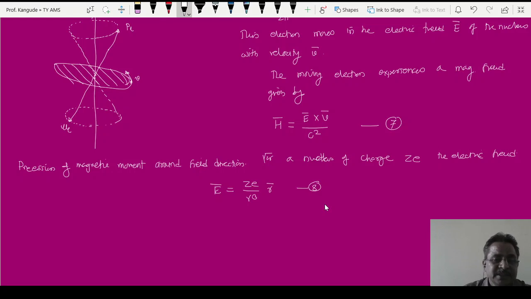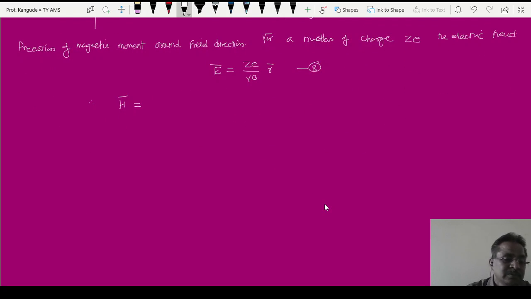Okay, now replace this equation in our equation number 7. So substituting, therefore H bar, the magnetic field experienced by the electron inside an atom of charge Ze, is given by, if I replace these numbers there, Ze upon c square into r cube multiplied by r bar cross v bar, the bracket.